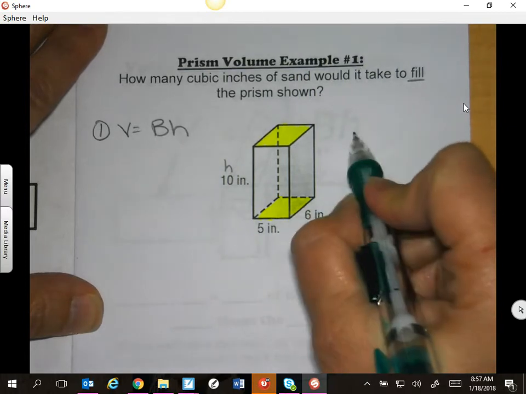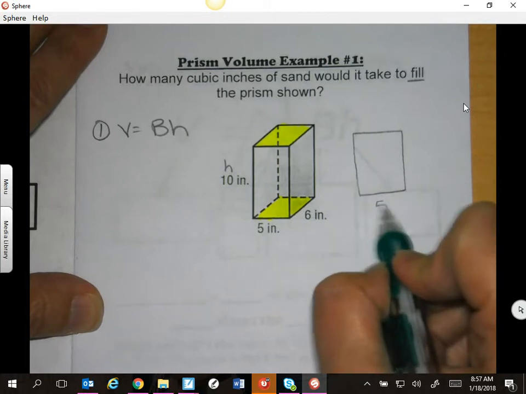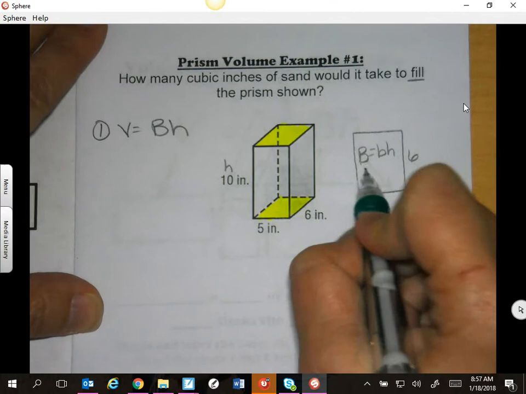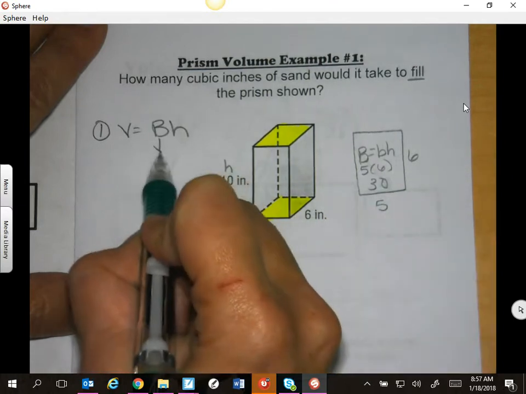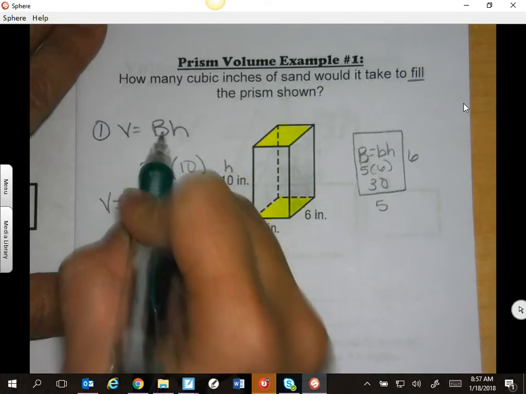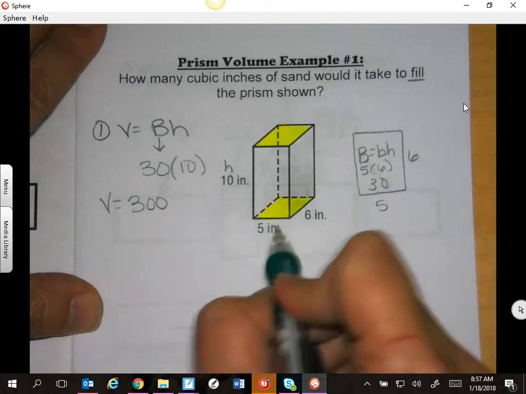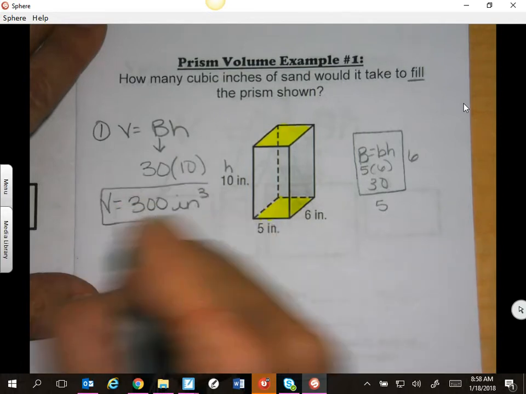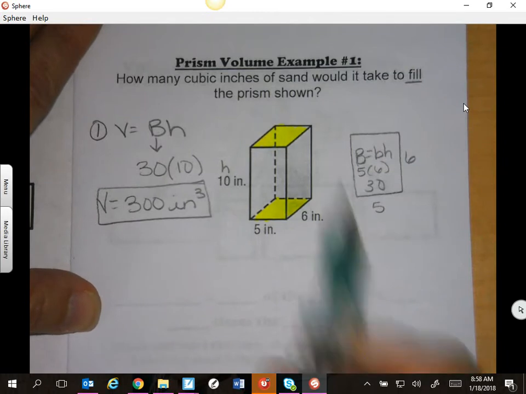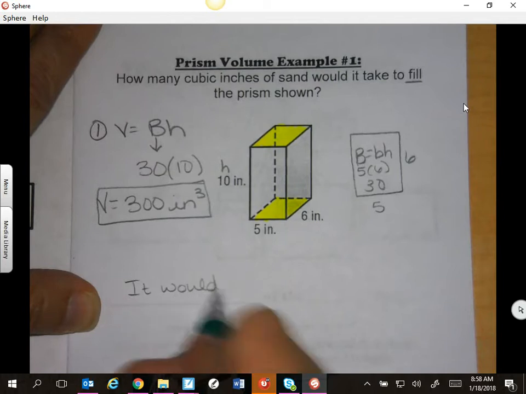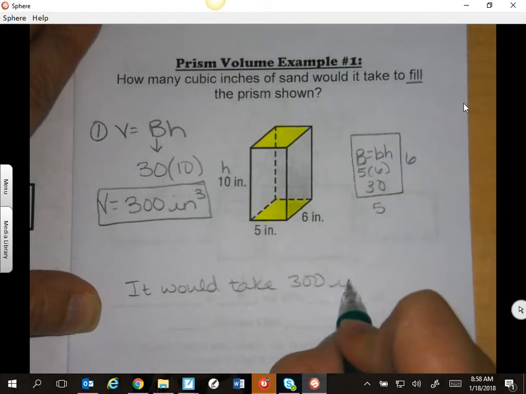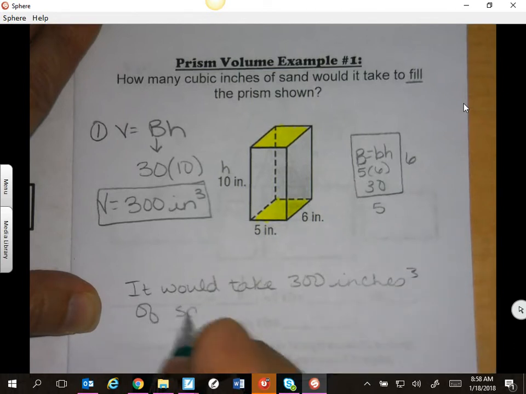I'm going to draw my base shape out to the side so that I can find big B. Big B is base times height because it's a rectangle. I'm going to say 5 times 6 is 30. And that is going to go here. Times the height is 10. So we've written our formula, we've plugged in our numbers, we've solved. My volume is 300 inches cubed. So for volume, our units are going to be to the third power. So it would take 300 cubic inches of sand to fill the prism.